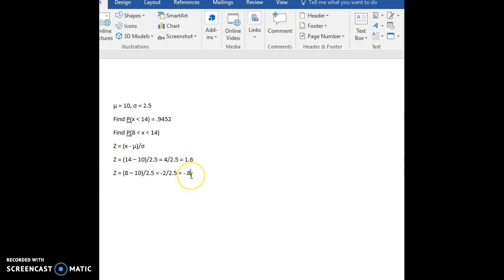So again, let's look up that value on our table. But recall from what we did in section 5.2, if we have an x between 2 values, we're going to subtract what we get from the table. So we already know the answer for 14. It was 0.9452. And now let's look up negative 0.8 on the table.